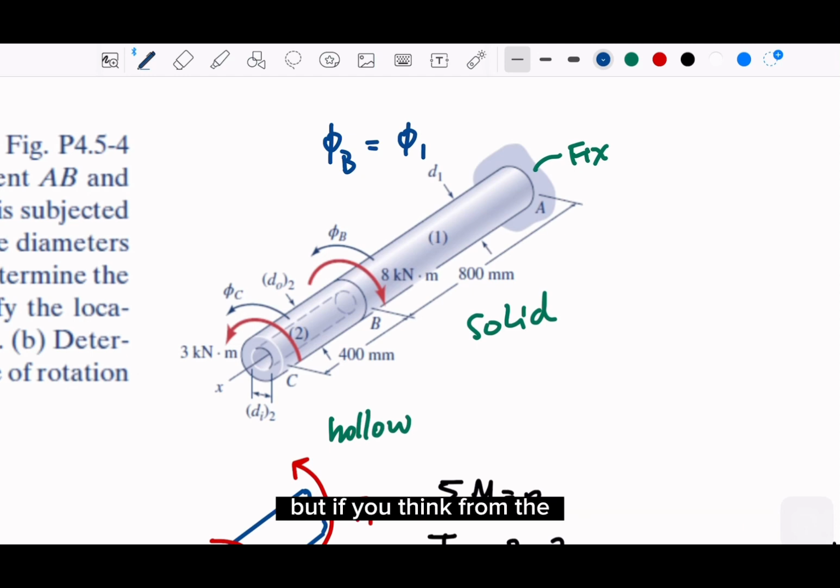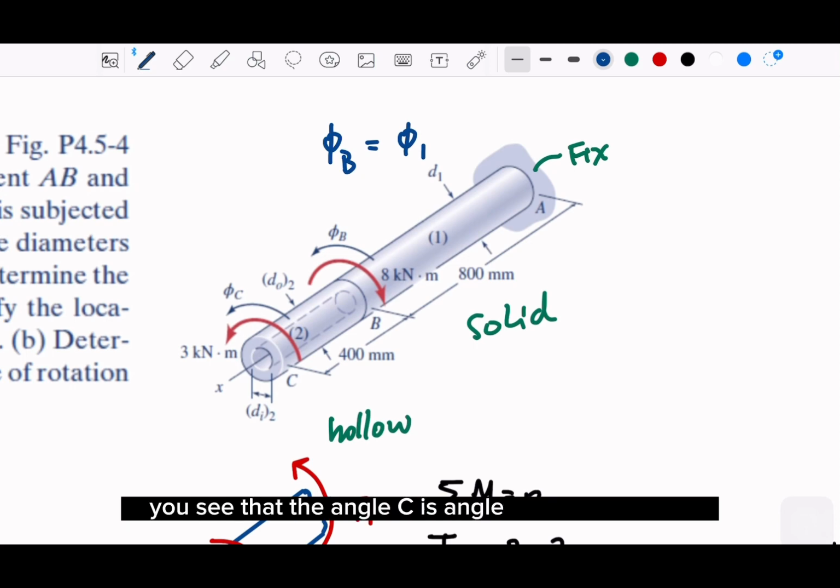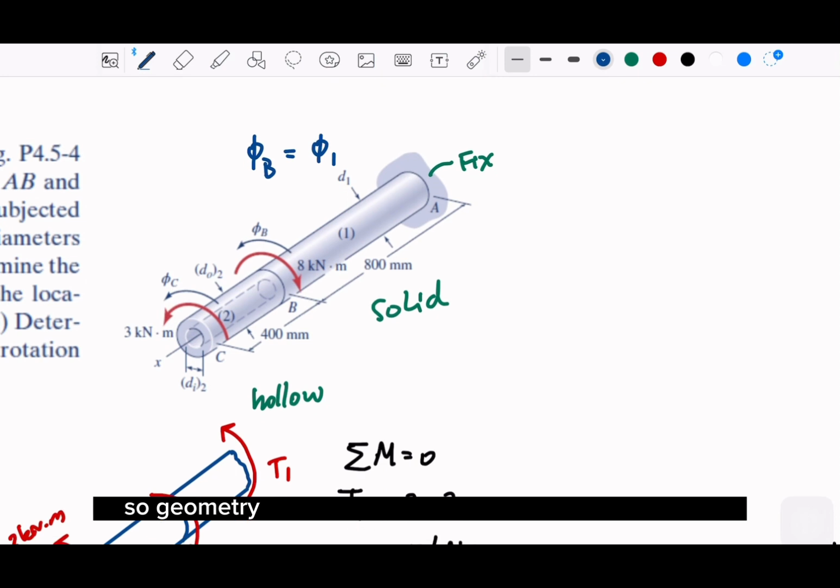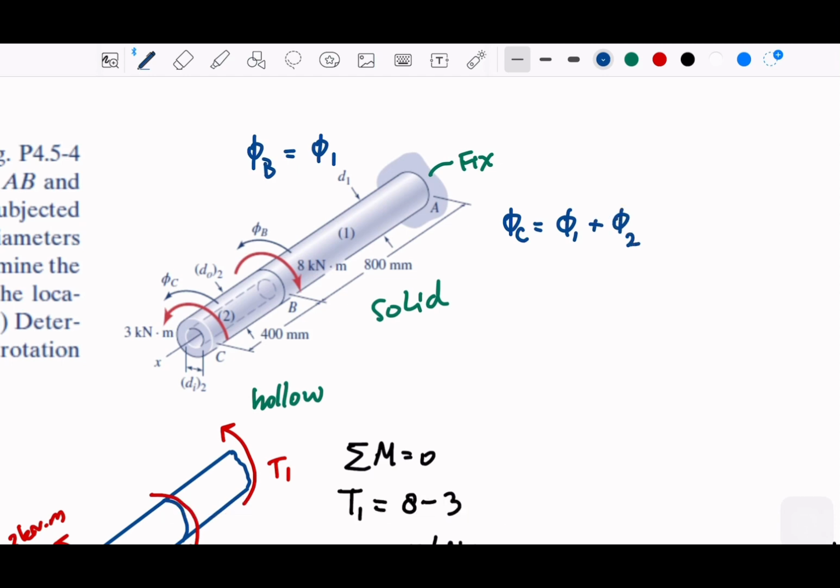But if you think from the angle C, you get that angle C will be affecting number 2 and 1, right? So in the whole process, you see that the angle C is angle 2 plus angle 1. Okay? So geometry, that the angle C is angle 1 plus angle 2.